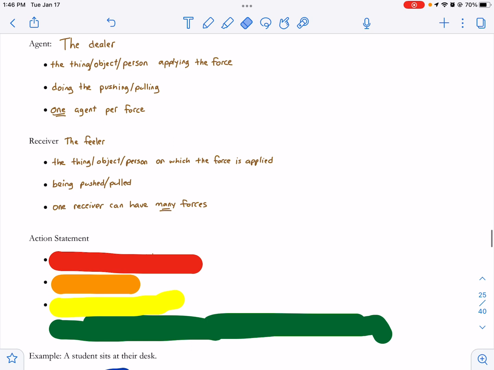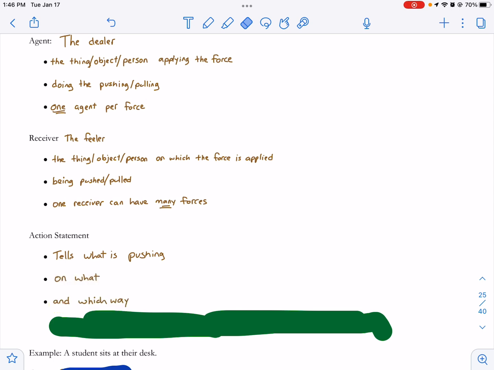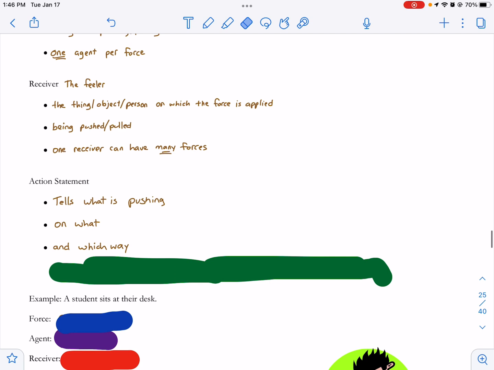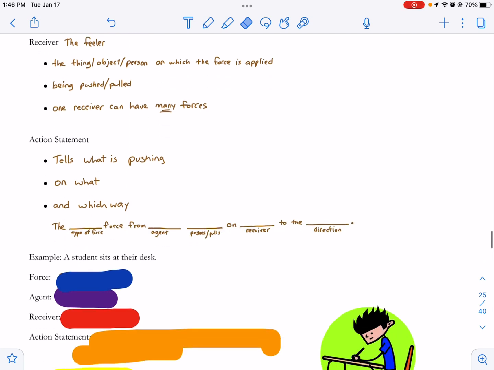When we write an action statement to analyze a force, we're looking for a statement that tells us what is pushing on what and which way, okay? And so I have a little fill-in-the-blank sentence you could use that looks like this: the type of force from whatever agent is pushing or pulling on the receiver to whatever direction. You might have to edit that so it actually makes sense in your head, and you can rearrange the words as long as all of those things are in your action statement. That is a good action statement.